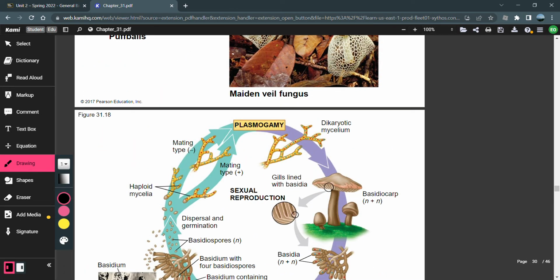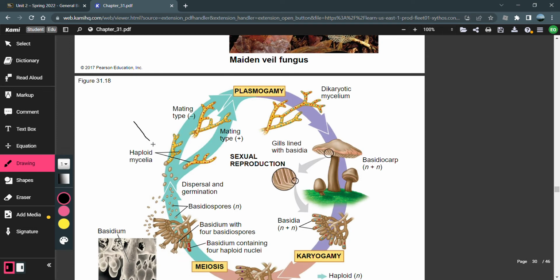So, starting right here, haploid mycelia, their mating types match, and once they match, they will undergo plasmogamy, which means they fuse their cytoplasm, and here we have the awkward stage of one nucleus from the mating type negative and one nucleus from the mating type positive.